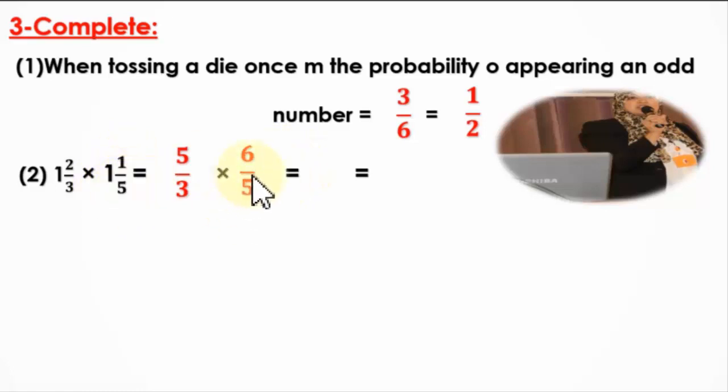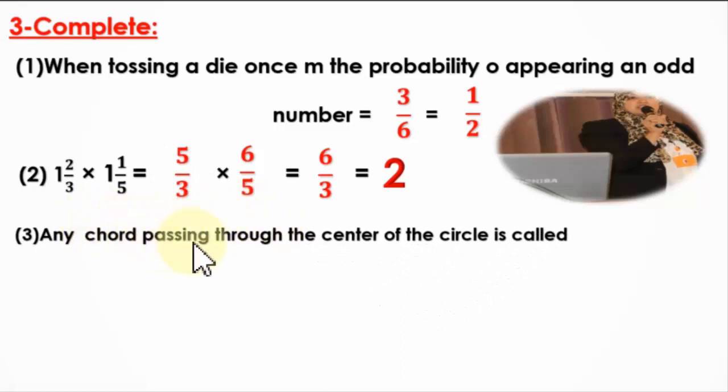Don't forget to write the numerator. Now we will divide both terms by 5. 6 over 3 equals 2. Or we can say 5 times 6 equals 30, 3 times 5 equals 15, and 30 over 15 equals 2.